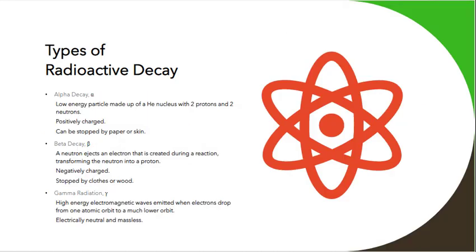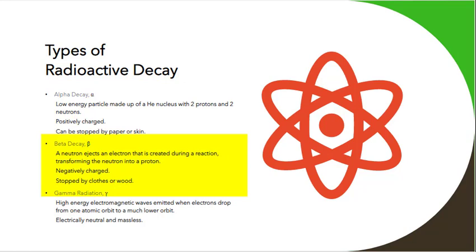So there are three types of radioactive decay. You have alpha decay, which is a low energy particle. It's going to be a helium nucleus with 2 protons and 2 neutrons, and it's positively charged. It's an actual particle, and it can be stopped by paper or skin.